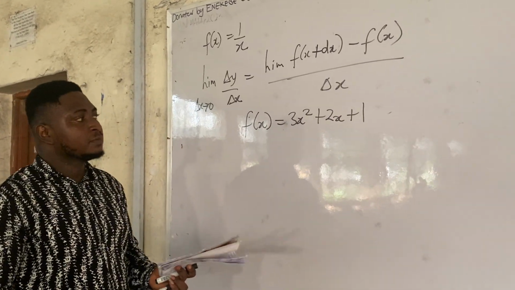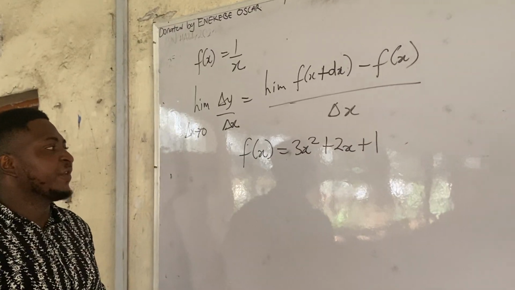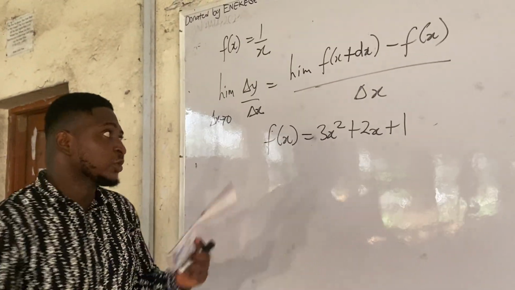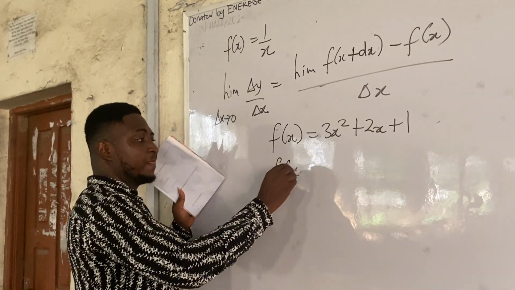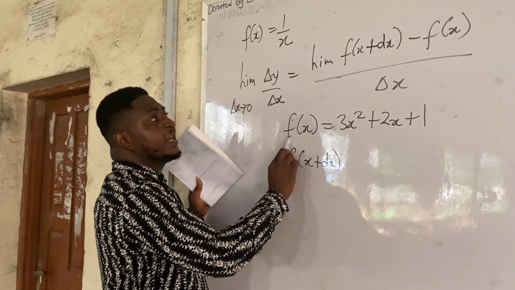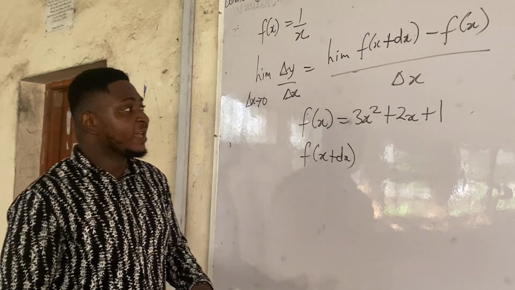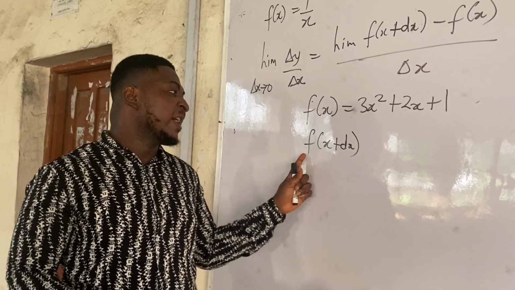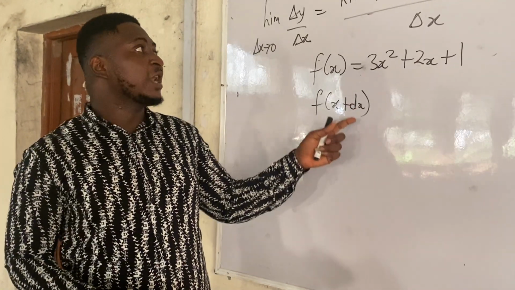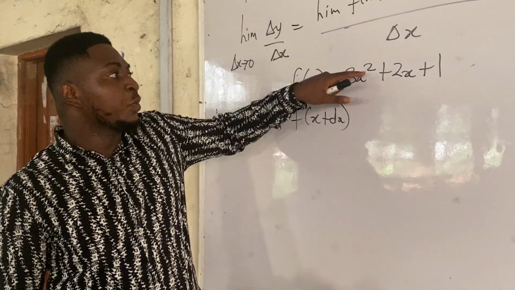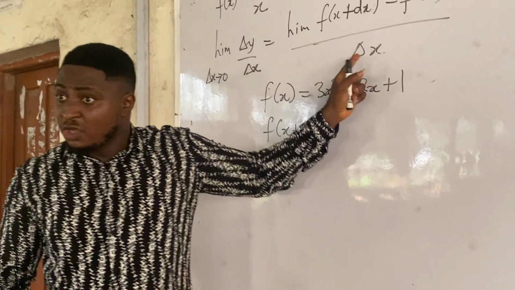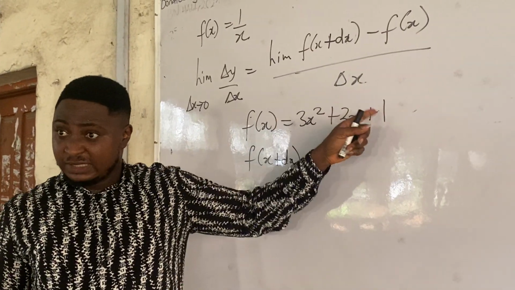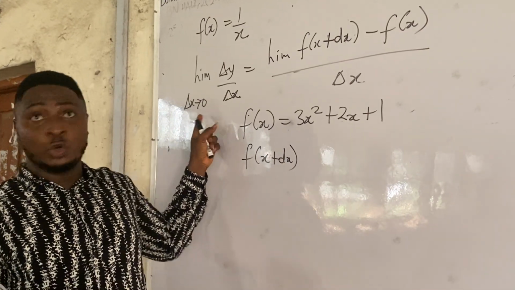Class, when they ask to differentiate by first principle, you will first find f of x plus dx. We are first going to look for f of x plus dx. This is already f of x, right? f of x is 3x squared plus 2x plus 1. Now let us go and find f of x plus dx, so that we will now say whatever we get here minus what we get here, all over dx, because the formula says f of x plus dx minus f of x divided by dx as dx tends to 0.